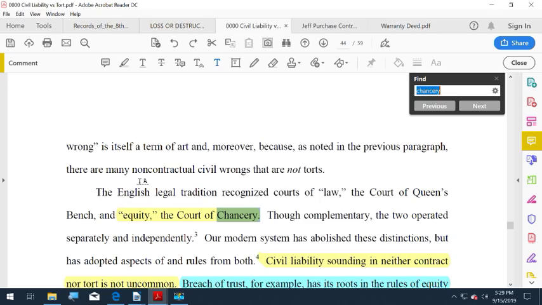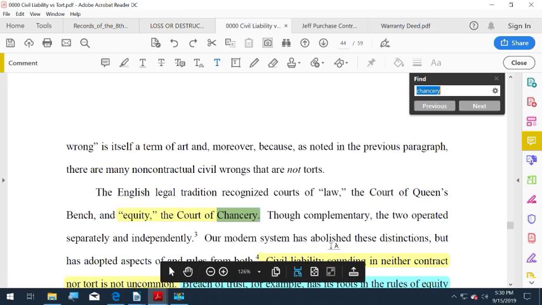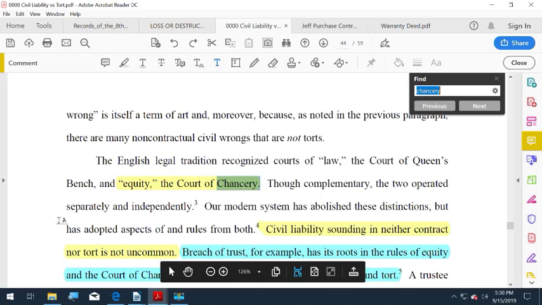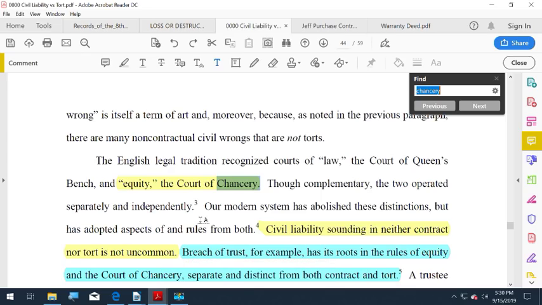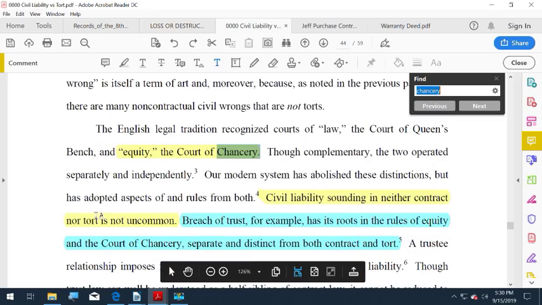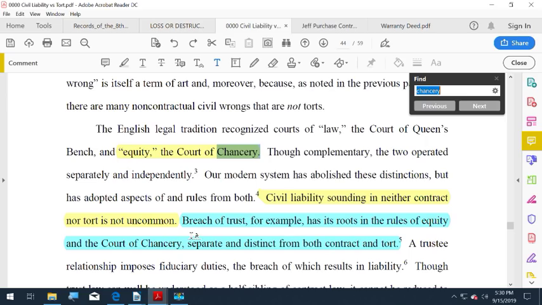Okay, but how did they do this? Many non-contractual civil wrongs that are not torts. So contractual civil wrongs are not torts, and there are many non-contractual civil wrongs that apparently are not torts. The English legal tradition recognizes courts of law, that would be the courts of Queen's Bench, and equity, the Court of Chancery. Though complementary, the two operated separately and independently. Our modern system has abolished these distinctions, but has adopted aspects and rules of both. Civil liability, sounding neither in contract nor tort, is not uncommon. A breach of trust, for example, has its roots in equity in the Court of Chancery. So, right, what's a trust?